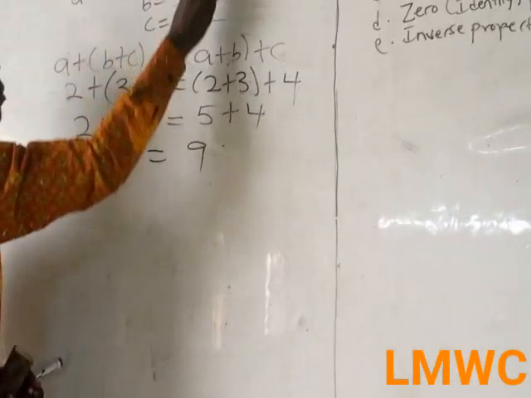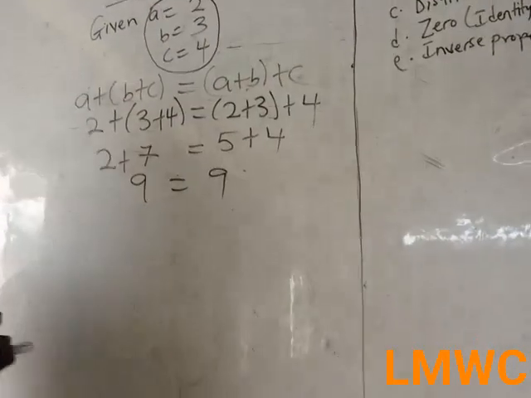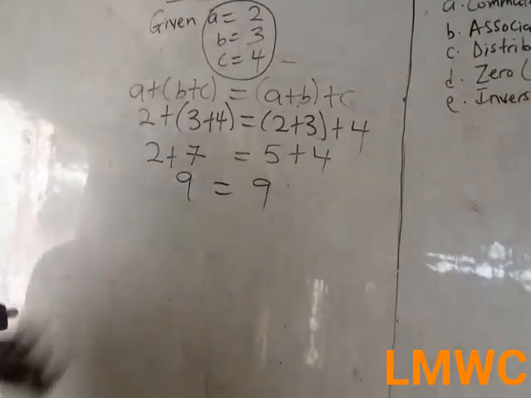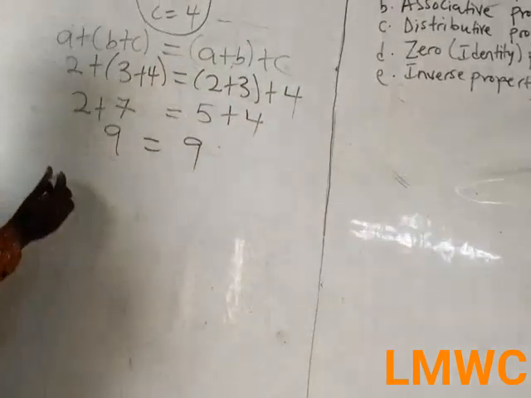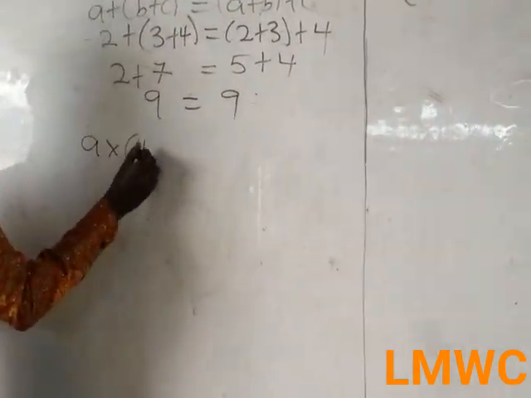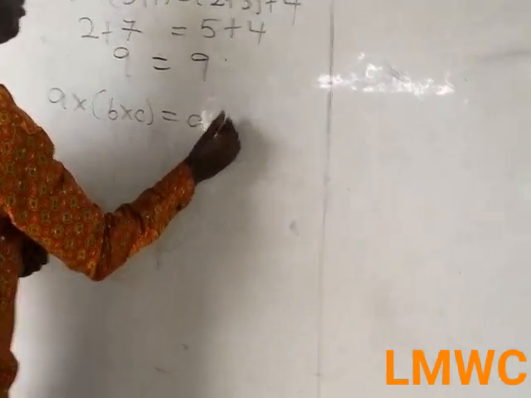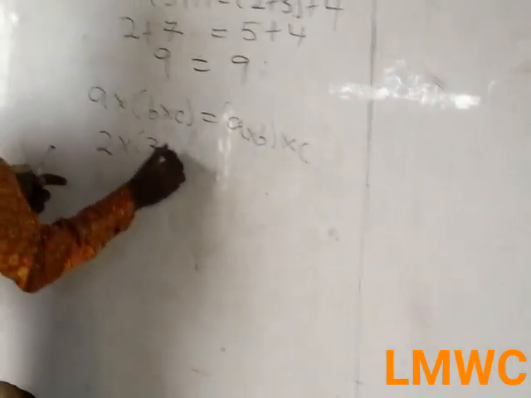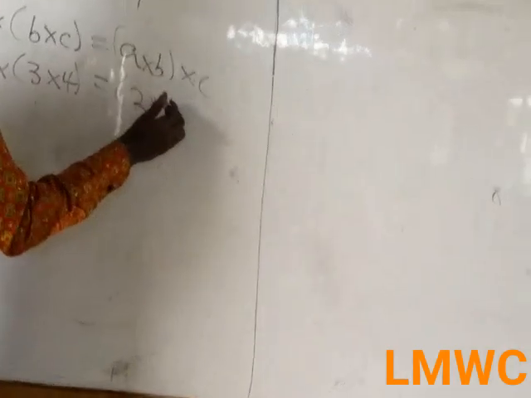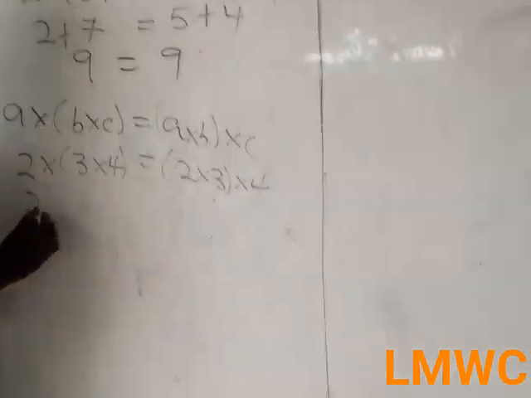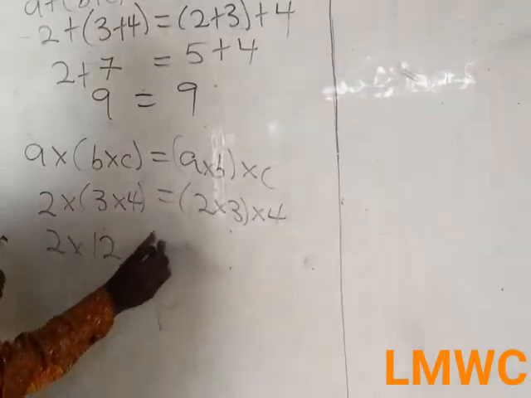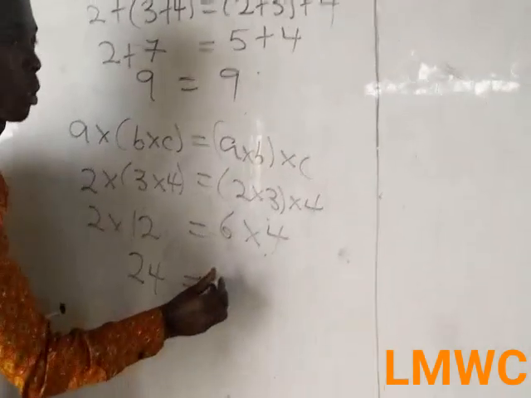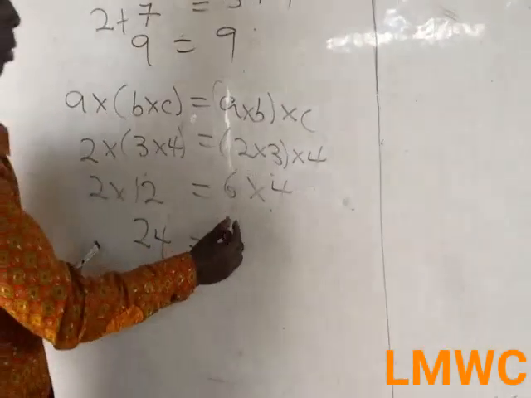Let me use the same values to do associative property of multiplication. And under associative property of multiplication, we will just change this addition sign to multiplication sign. It becomes a times b times c is equal to a times b times c. Now what is a? It is 2 times b is 3 times 4. So it's 2 times 3 times 4. So 3 times 4 is 12, is equal to 2 times 3 is 6 times 4. So we have here 24. We are having 24 is equal to 24.